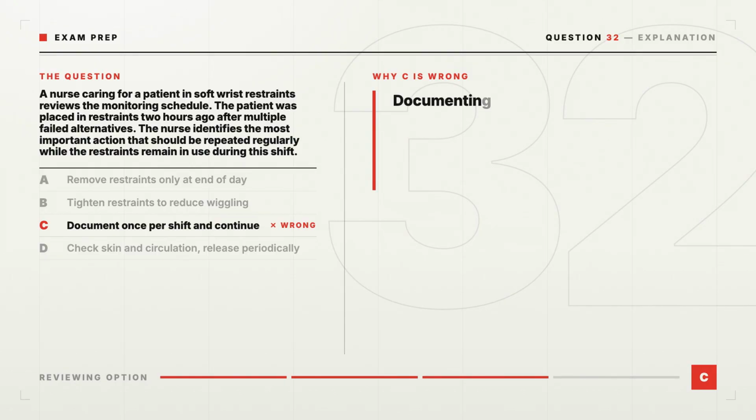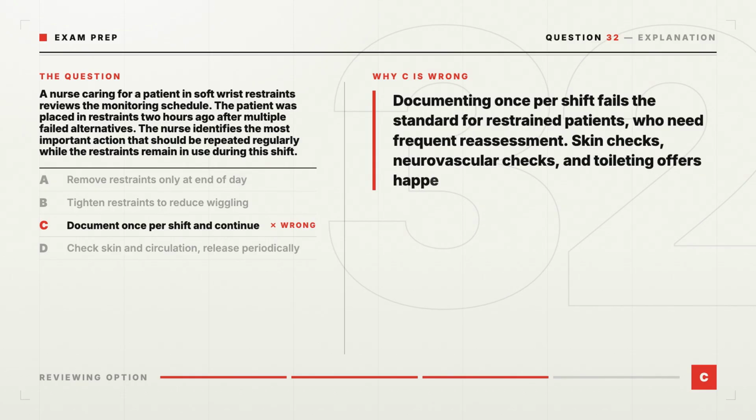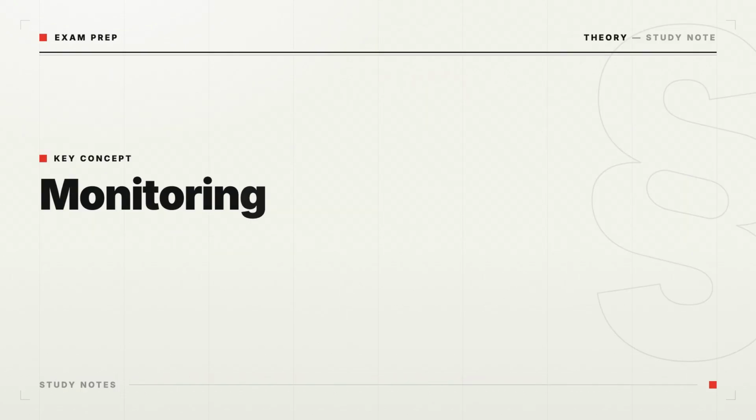C is wrong because documenting once per shift fails the standard for restrained patients, who need frequent reassessment. Skin checks, neurovascular checks, and toileting offers happen on a much shorter, regular interval per policy.